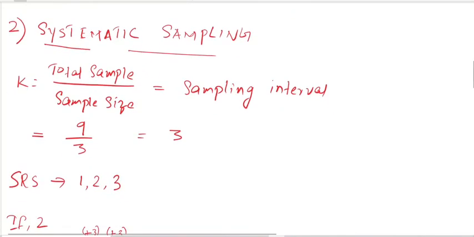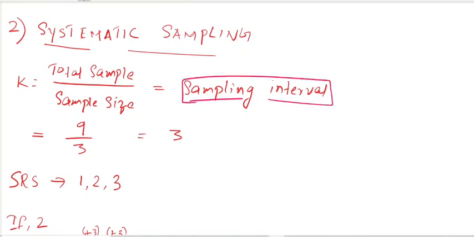So in systematic sampling, first we need to find out the sampling interval. This is like a systematic way we are picking up the sample. So how do we go for a systematic sampling? First we need to find out the sampling interval. How do we find it? The formula is total sample by the sample size. So we need to pick 3 people from 9 people. So total sample is 9 and the sample size is 3. So we get 3. This is the sampling interval.